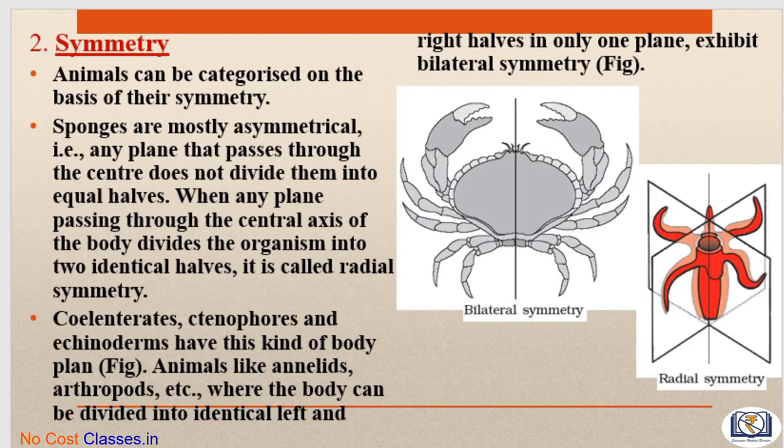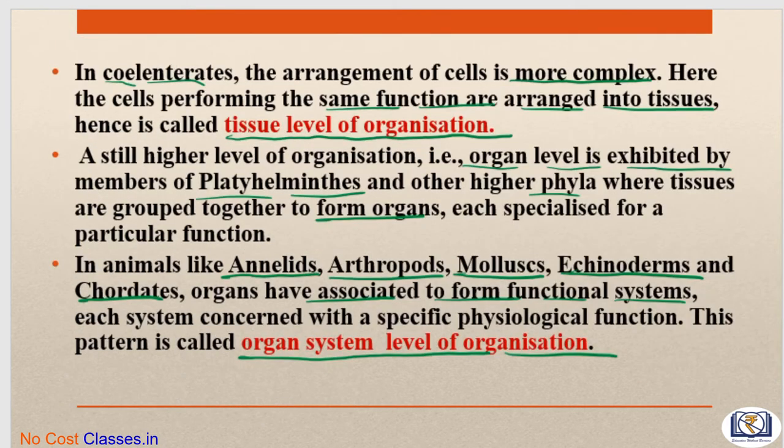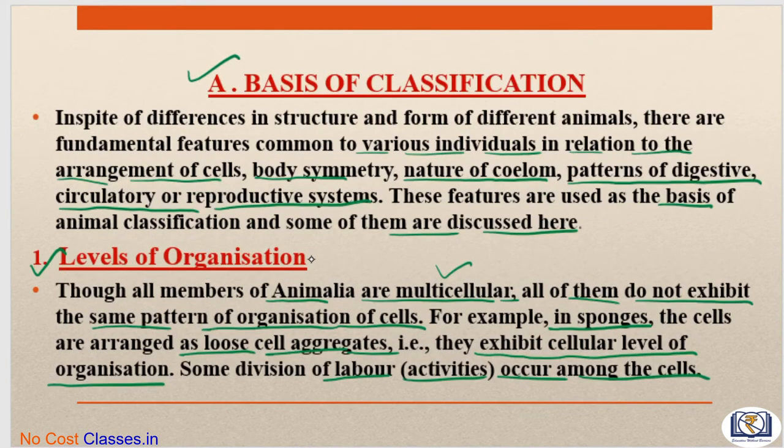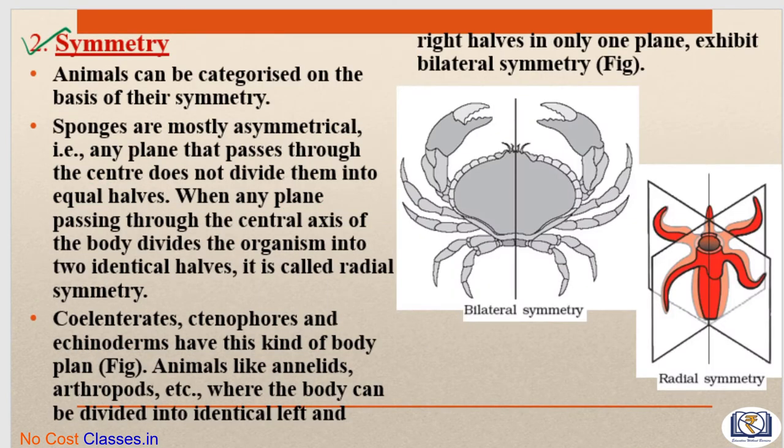Now next is the symmetry. This is the second characteristic. What was the first characteristic here? That was the level of organization. Level of organization may be a cellular level, maybe a tissue level, maybe organ level, or completely maybe the organ system level. Right?